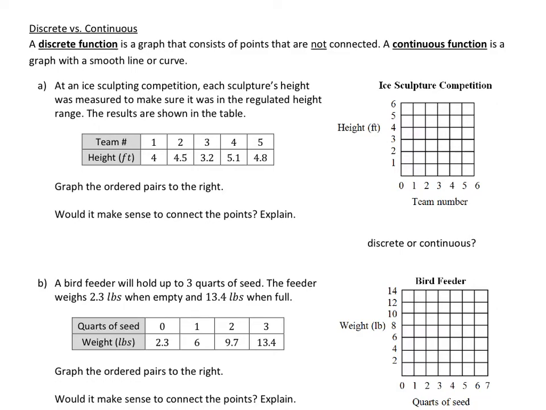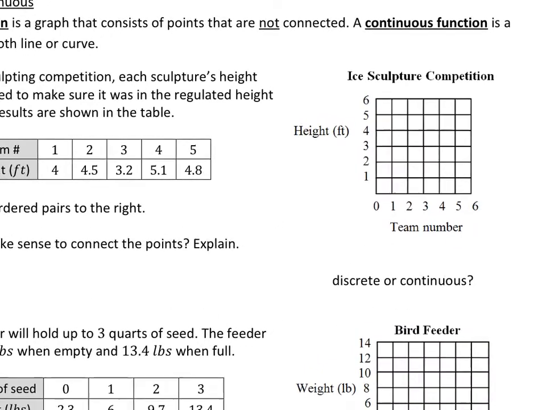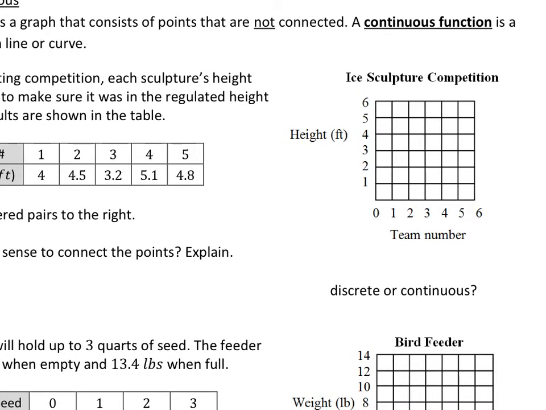At an ice sculpting competition, each sculptor's height was measured to make sure it was in the regulated height range. The results are shown in the table. Graph the ordered pairs to the right. So let's go ahead and graph the ordered pairs. We have team number 1 had a height of 4. So team number 1, height of 4. Team number 2 at a height of 4.5.